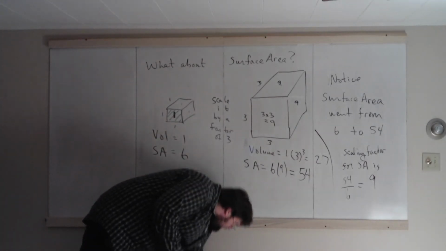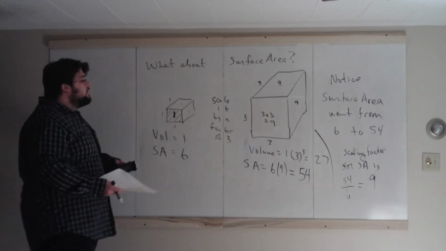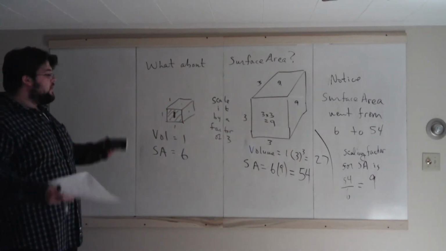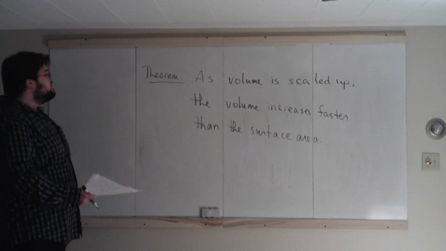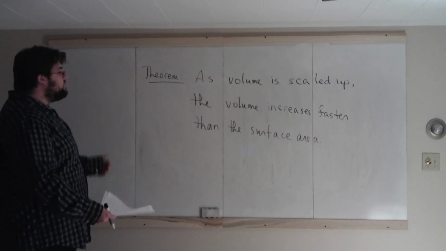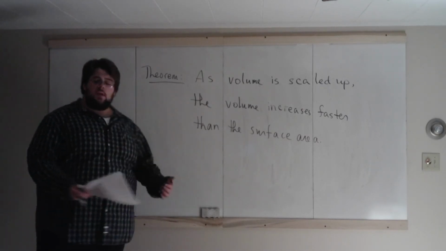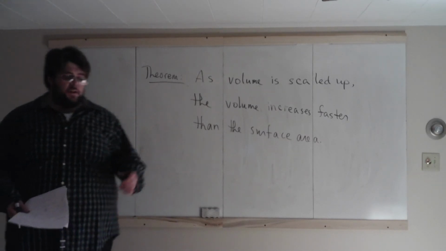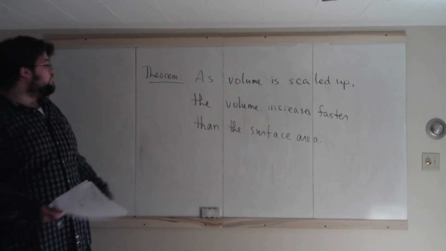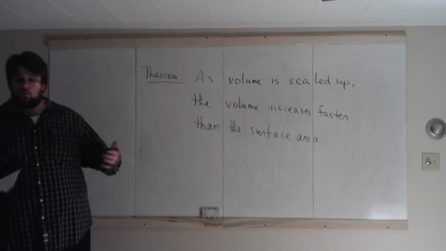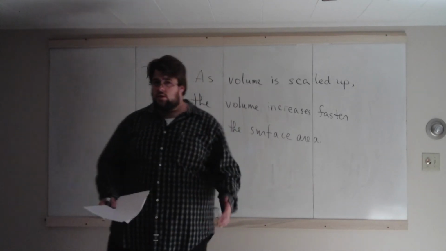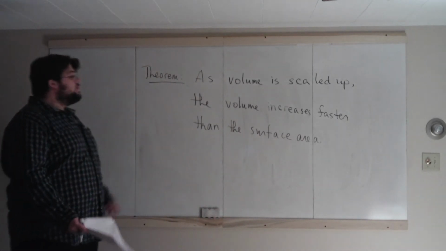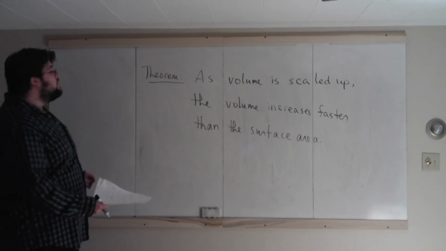Now, the observation I'd like you to make from this can be recorded in the following theorem. As the volume is scaled up, the volume increases faster than the surface area. So in that previous example, we scaled it by a factor of 3. The volume went up by a factor of 27, but the surface area went up by just a factor of 9. So the volume went up much faster than the surface area.